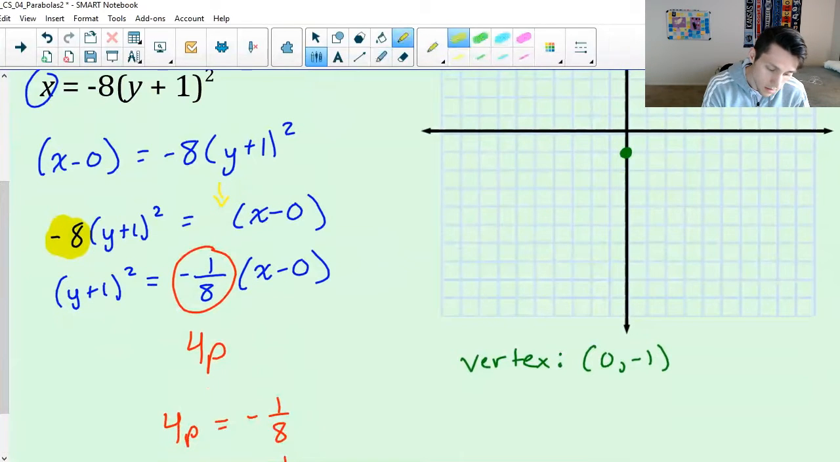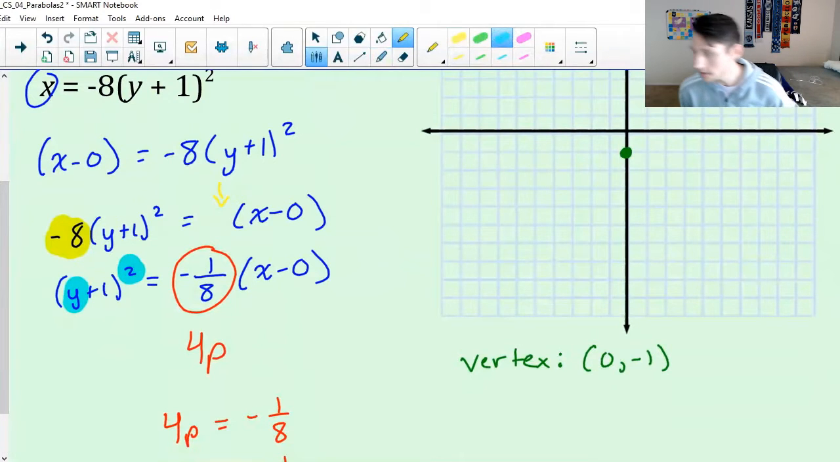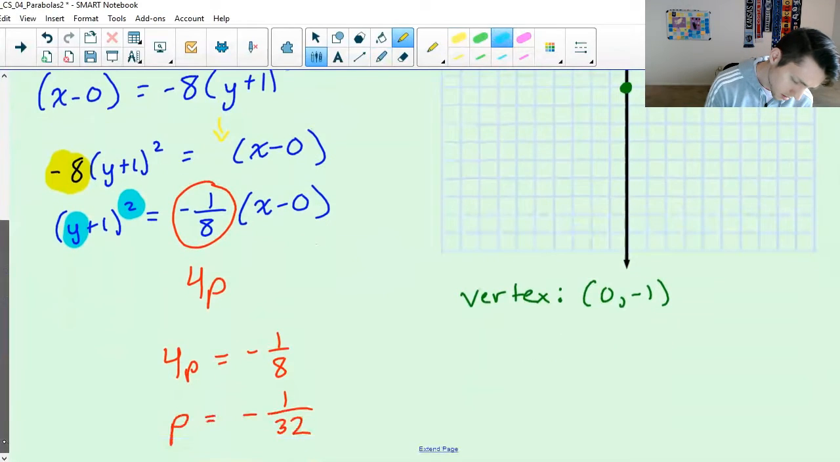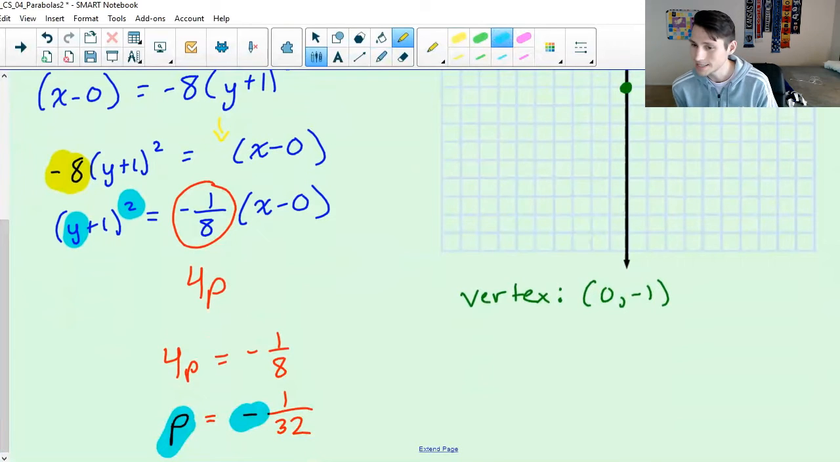Since this is a parabola where the y variable is being squared, that tells me that this parabola is either going to open to the left or to the right. Okay, so how do I determine which? Well, we also see that p is negative. So this is going to open up to the left.